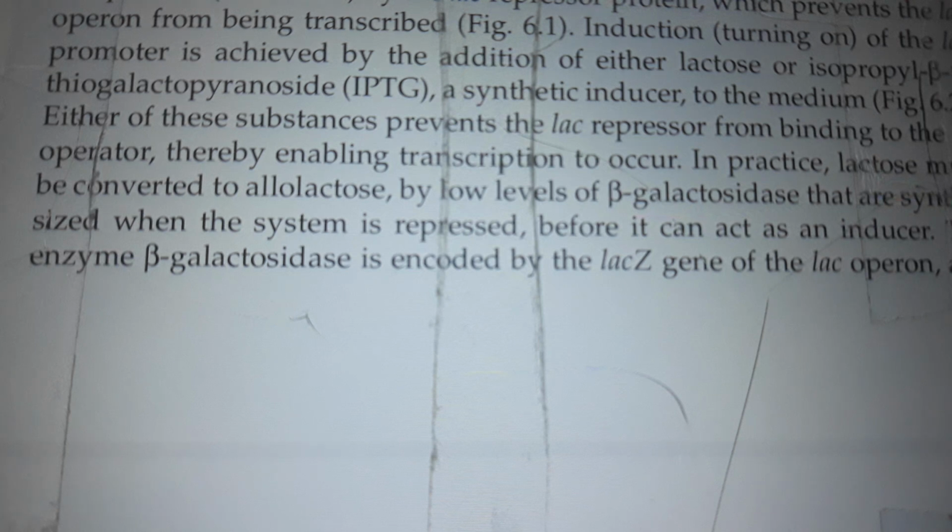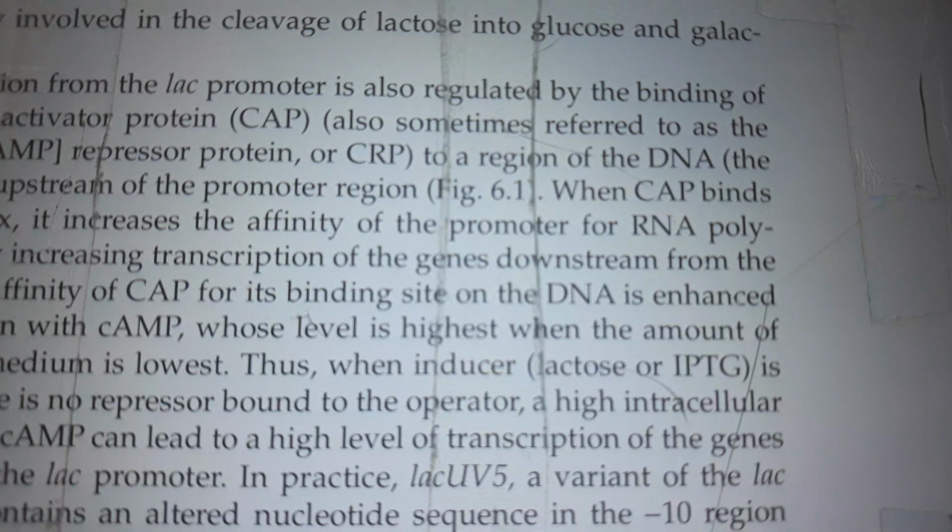In practice, lactose must be converted to allolactose by low levels of beta-galactosidase that are synthesized when the system is repressed before it can act as an inducer. The enzyme beta-galactosidase is encoded by the lacZ gene of the lac operon, and it is primarily involved in the cleavage of lactose into glucose and galactose.